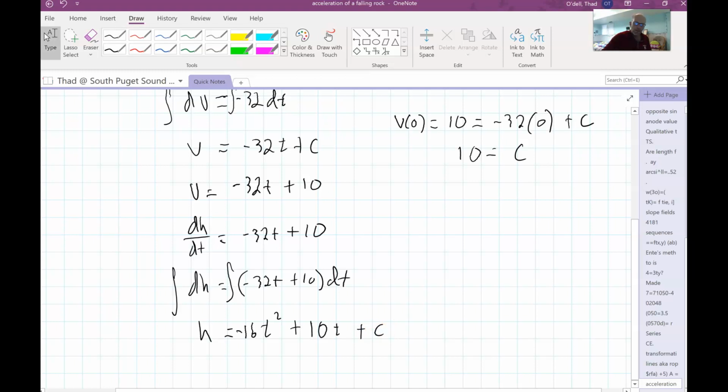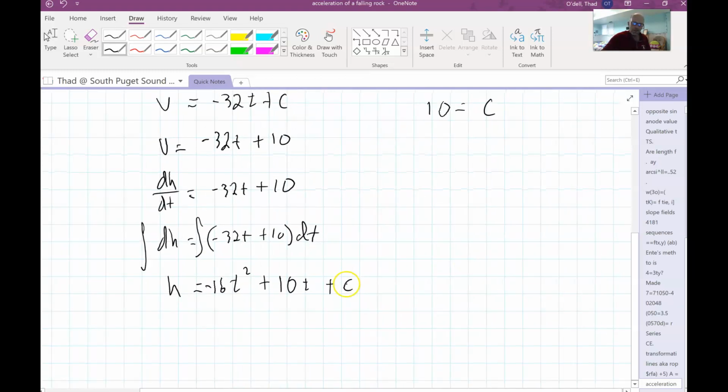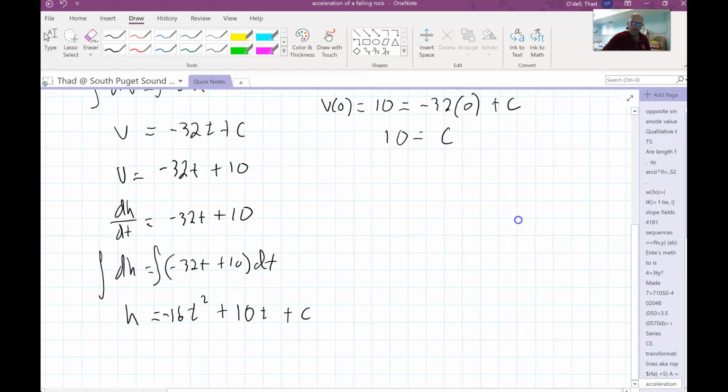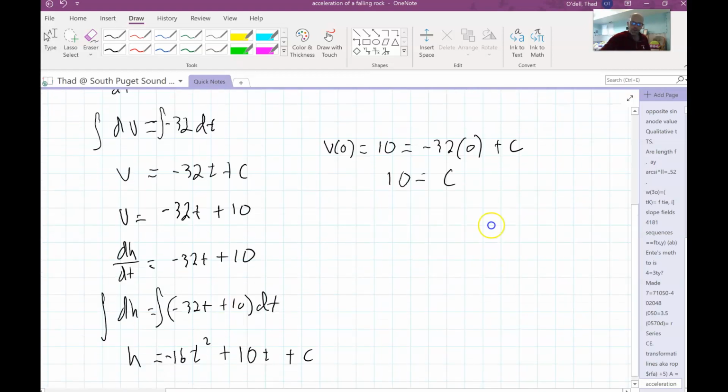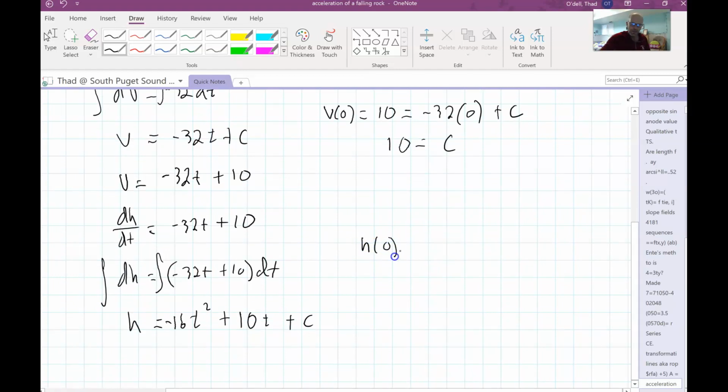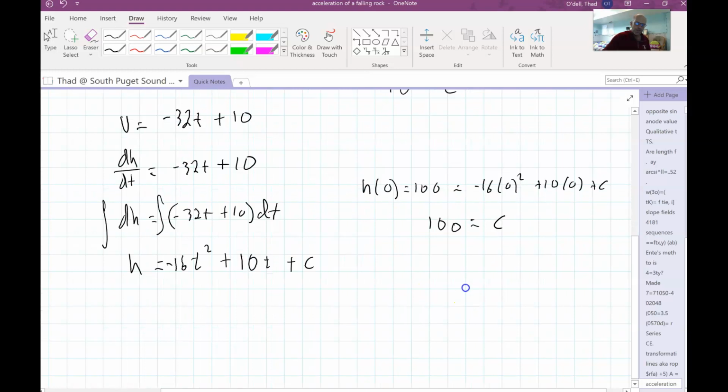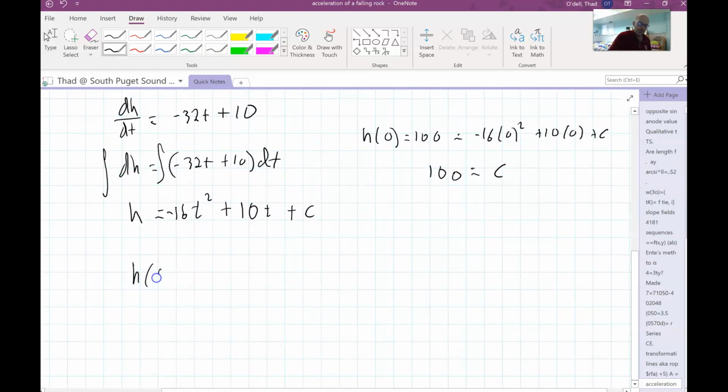And so now we have a height equation with this general constant over here, so we have to adjust that. We know up here this information that h of 0 is equal to 100. So if I plug 0 into this equation, I get negative 16 times 0 squared plus 10 times 0 plus c, which means that 100 is equal to c. So now I can rewrite this equation. My new formula is h of t equals negative 16t squared plus 10t plus 100.